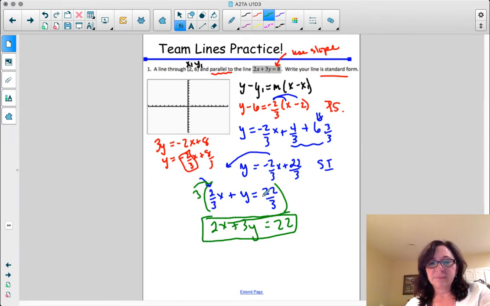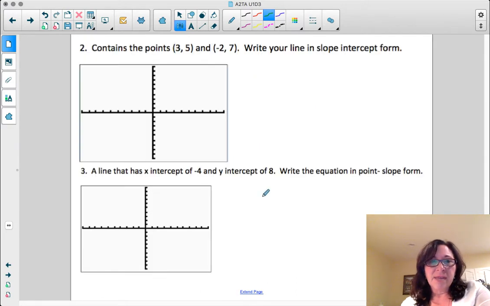There we go. Okay. The next question is we have a line that contains the points (3, 5).